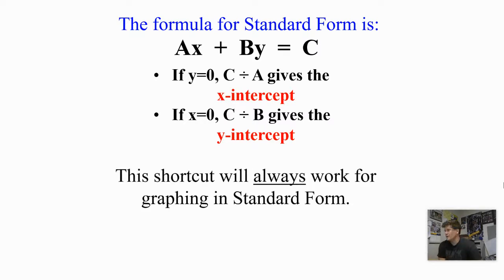Shortcut, guys. Remember, I'm a lazy mathematician, so I'm always looking for shortcuts. This is a key, crucial shortcut right here. If you can get it to standard form, you take the constant, the c, divided by the opposite coefficient, and that gets your intercept. So if I'm looking for the x-intercept, I take c divided by a, boom, x-intercept. If I'm looking for the y-intercept, c divided by b, y-intercept.